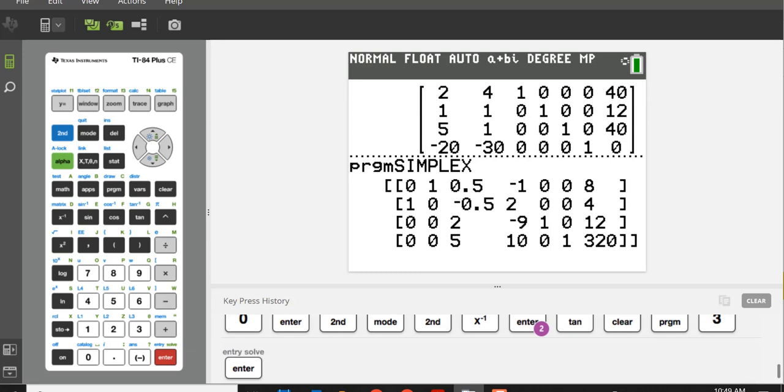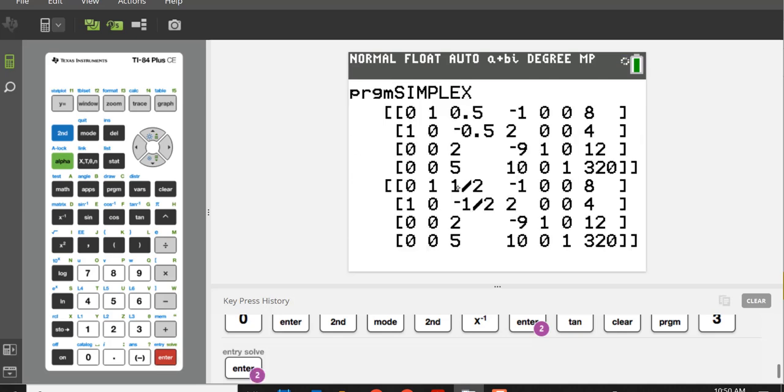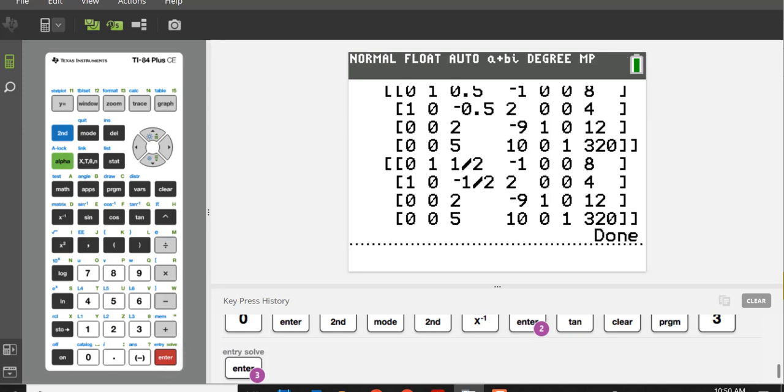Do you see any more negative numbers down on the bottom row? No, you're done. Now, if you hit Enter again, it's going to turn everything into a fraction. And then it'll say done. Okay, so let's go copy that matrix down on our paper.